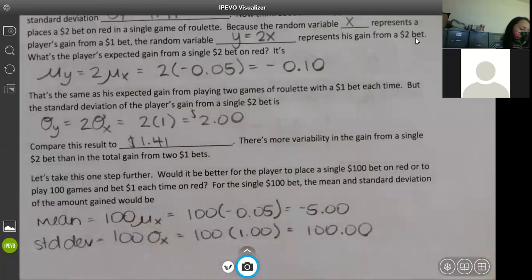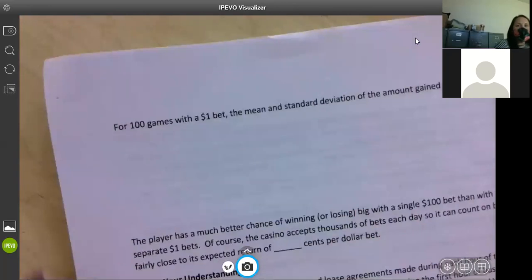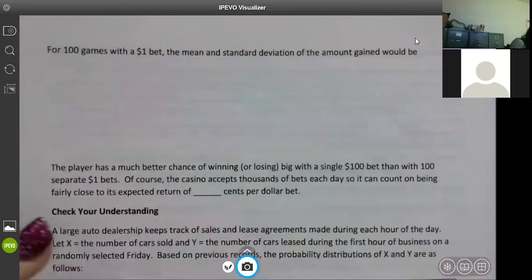All right. So this is the single $100 bet. Single $100 bet. On the next page, you're going to do the multiple $1 bets. So 100 $1 bets. Is everybody good? So there's that one. So on the next page, for 100 games with a $1 bet, the mean and standard deviation would be like this.